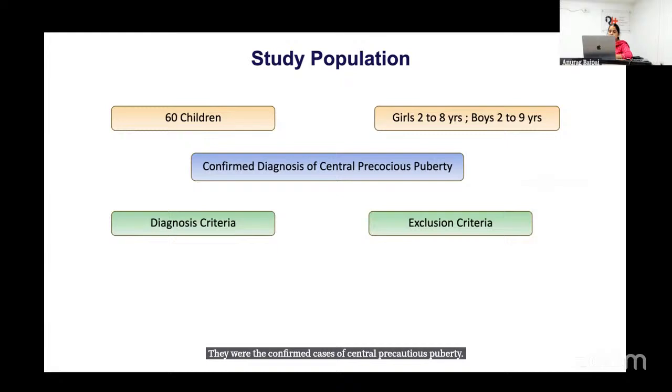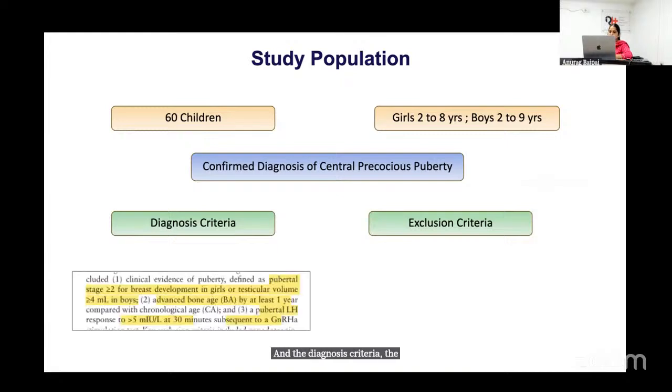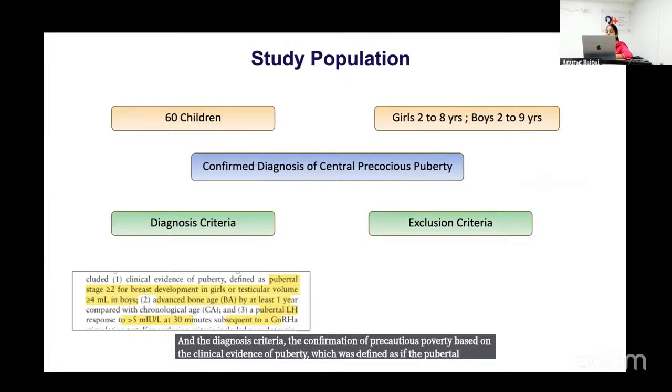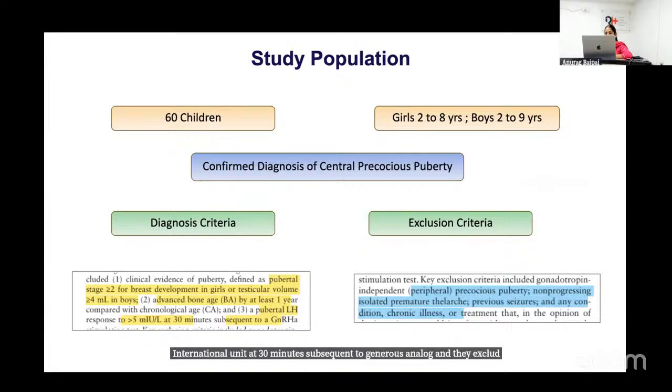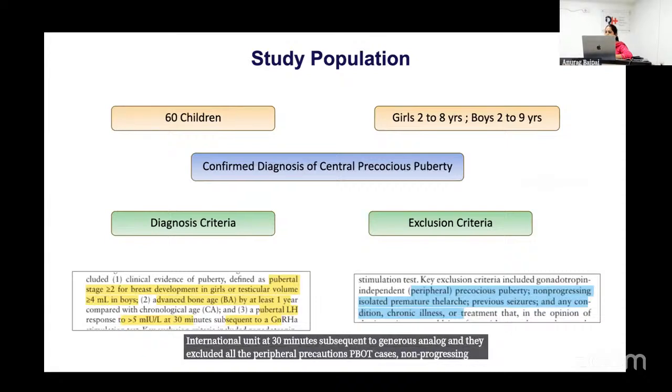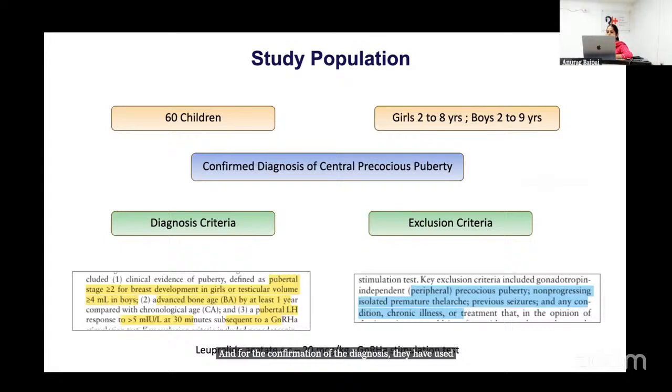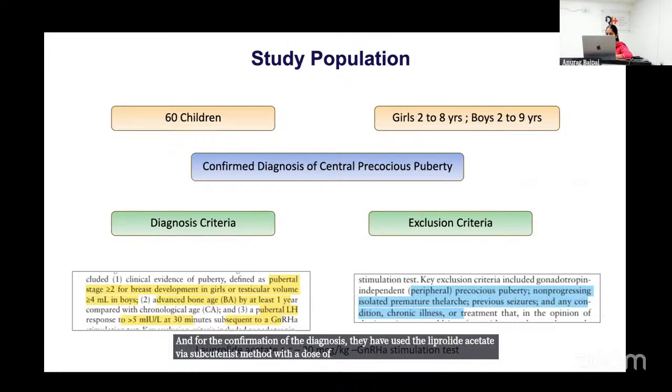The confirmation of precocious puberty was based on clinical evidence of puberty, which was defined as a pubertal breast stage of 2 or more in girls and a testicular volume of more than 4 ml, if the bone age was advanced by at least 1 year compared with the chronological age, and if the pubertal LH response was more than 5 international units at 30 minutes subsequent to GnRH analog. They excluded all the peripheral precocious puberty cases, non-progressing isolated premature thelarche, previous seizure, or any chronic illness. And for the confirmation of the diagnosis, they have used leuprolide acetate via the subcutaneous route with a dose of 20 microgram per kg.